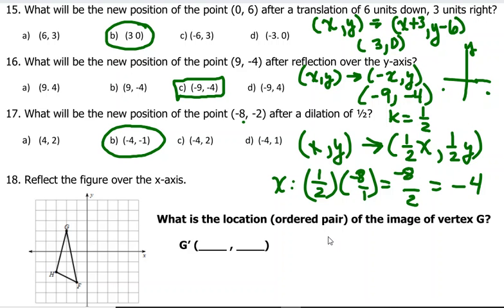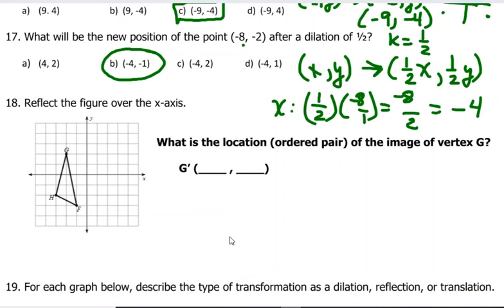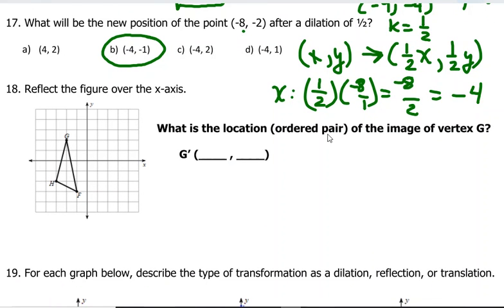All right, so we're going to reflect the next figure over the x-axis, and we're going to figure out the location, the ordered pair, of the image of that vertex G. So we have to think to ourselves, which one's the x-axis? That is this one right here. And so if we are reflecting over x, then I take each point and I move it exactly the opposite direction. So it is 2 away from the x-axis. So G prime is going to be right there at (-2, -2).